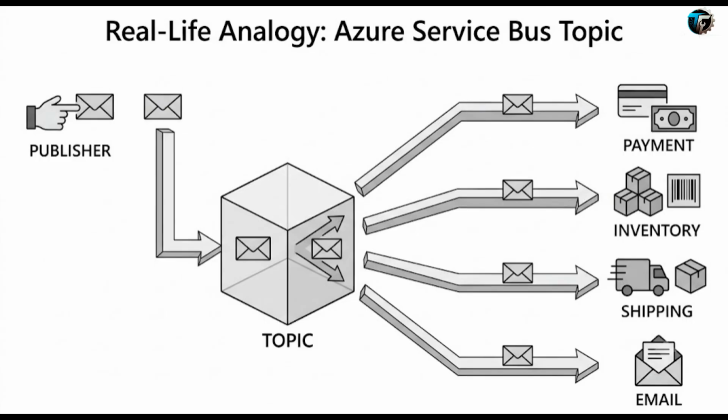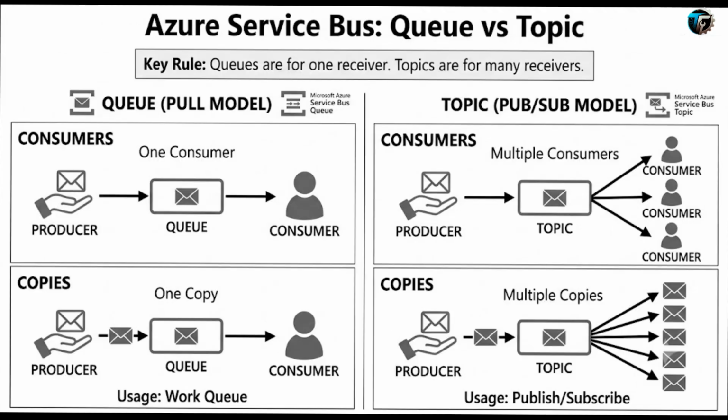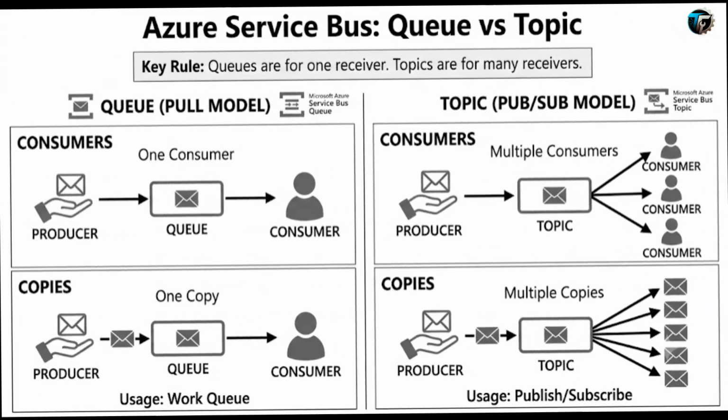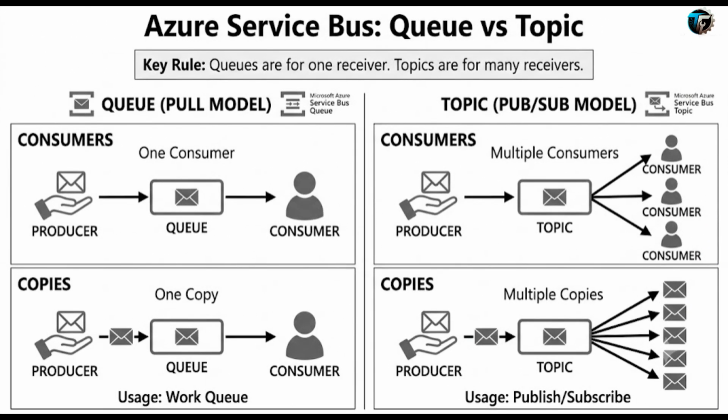Sometimes one message needs multiple receivers. That's where topics are used. One published message can be delivered to multiple subscribers simultaneously. Remember this simple rule. Queues are for one receiver. Topics are for many receivers. When designing cloud architectures, choosing between an Azure Service Bus queue and a topic comes down to one simple question: How many services need to read your message?